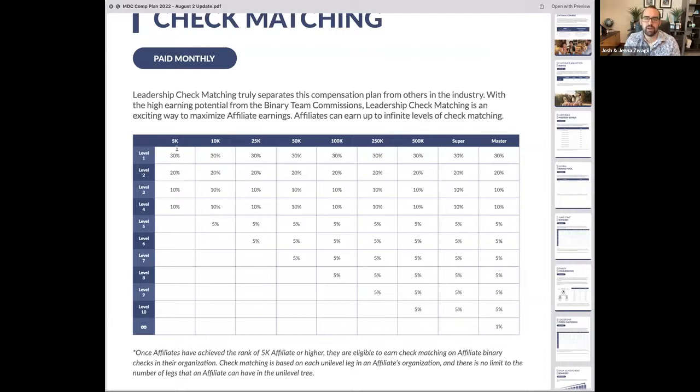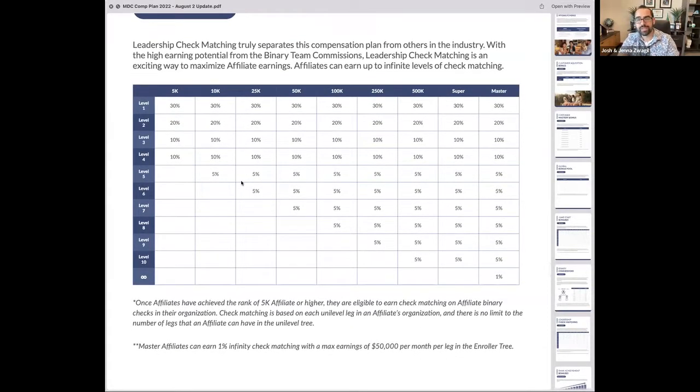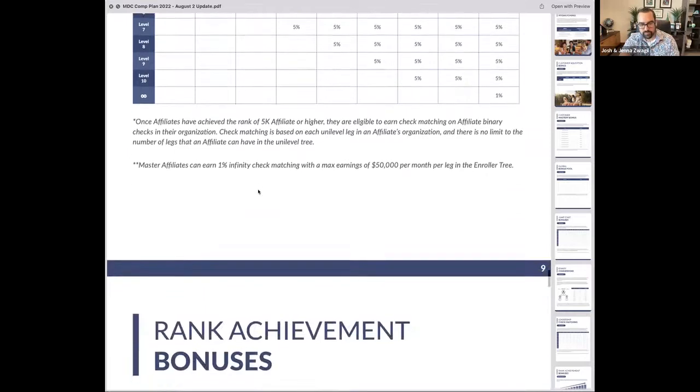And again, I don't want to sound like a broken record, but most companies are 2 to 3 levels, even at the very top rank in the comp plan. And the only plans that I've seen that are 8, 9, or 10 levels, the percentages are like 1 to 3% all the way up. So this is a very generous payout, and something for leaders to look forward to as you're building bigger binary checks in your organization.